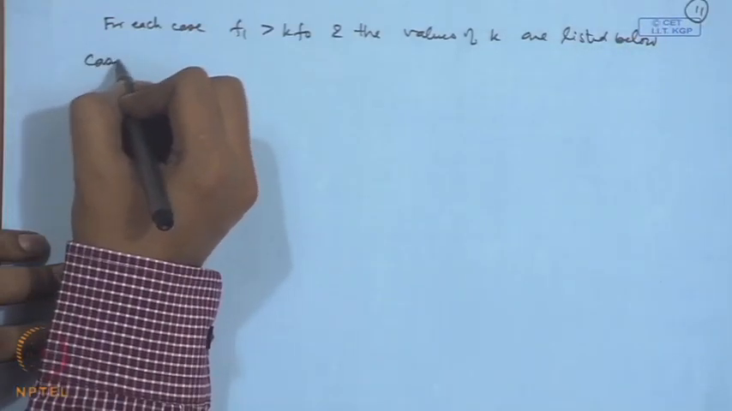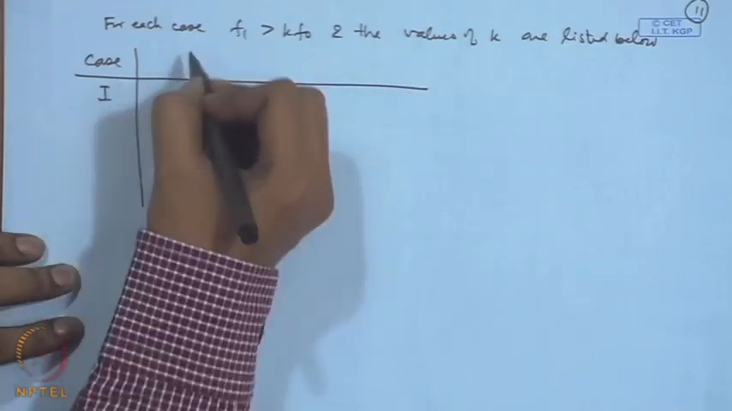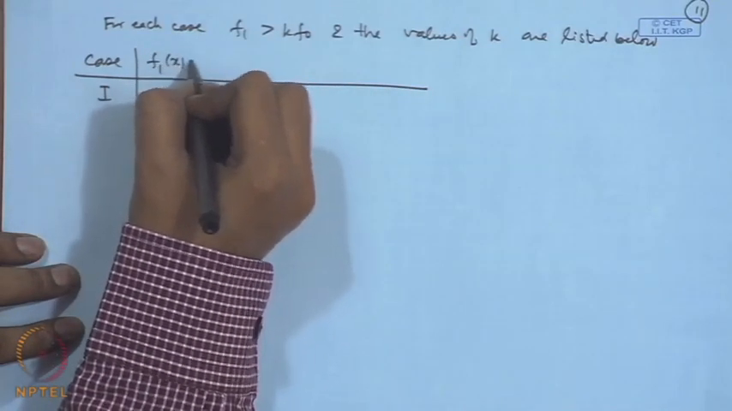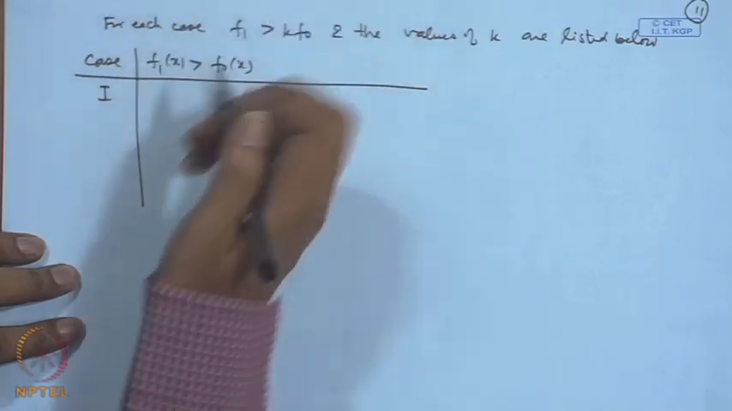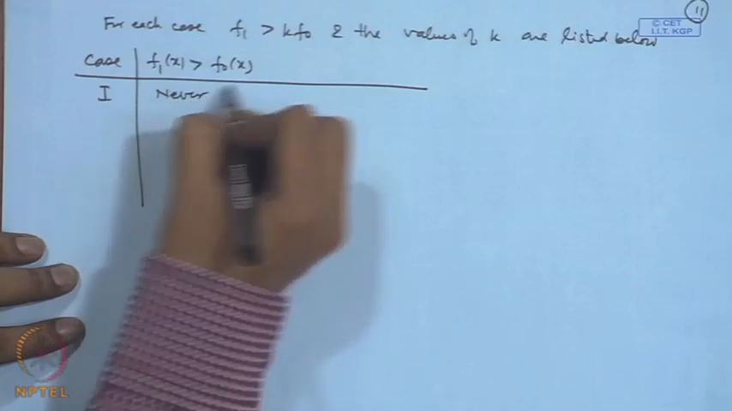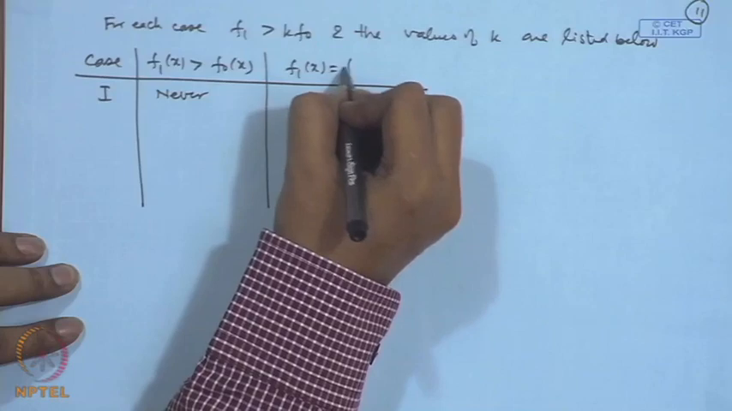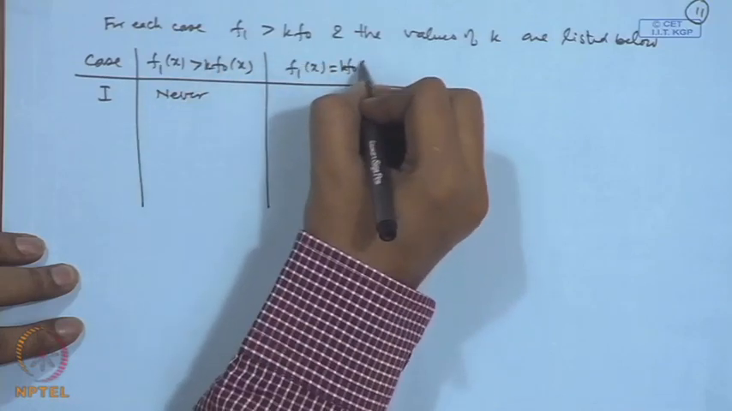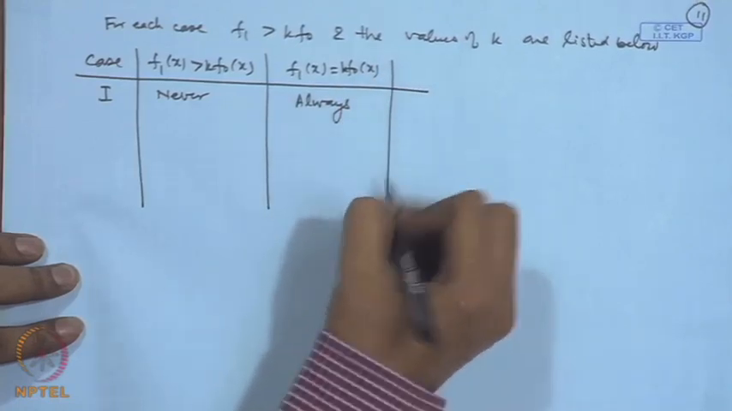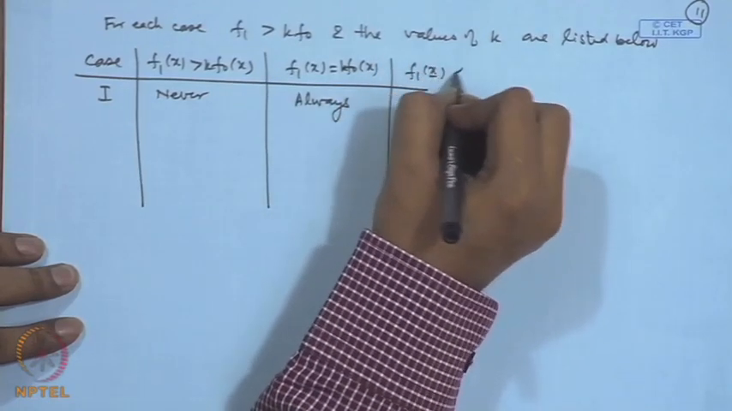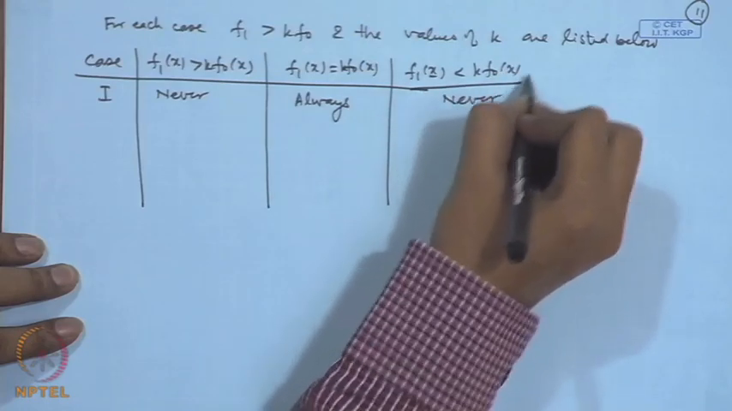So let us consider each case. In the case 1, if we consider f 1 x greater than k f naught x, now both the values are 0. So, this is never possible. Whatever be the value of k, it is never possible. f 1 x is equal to k times f naught x, that is always true, and f 1 x less than k f naught x is never possible.